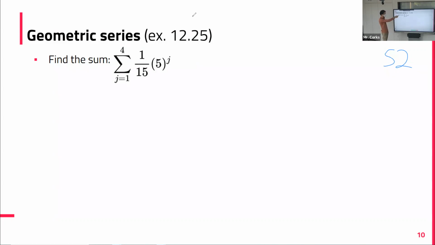Before I actually start evaluating the terms, it might be a little easier to simplify a bit. Can we take this thing here and simplify this? Okay, so we can simplify this 1 over 15, 5 to the exponent j. So 5 to the exponent j over 15. What can we do with the 15? Noticing that we have a 5 to some exponent on the top, we can split it up.